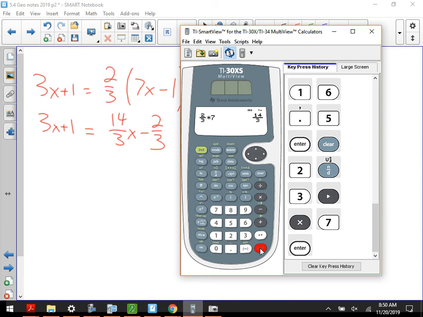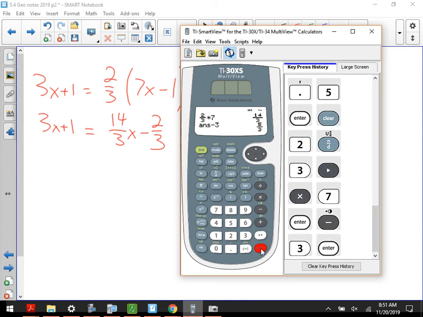Now, what do you think? Is 14/3 bigger or smaller than 3? It's bigger. So now we have that 14/3, which means we'd have to subtract the 3 from it. It's already here. You hit -3, and it gives you this, 5/3.